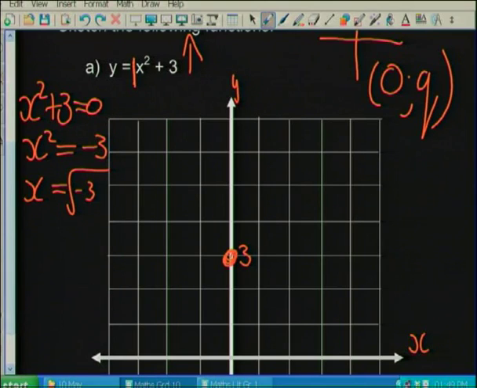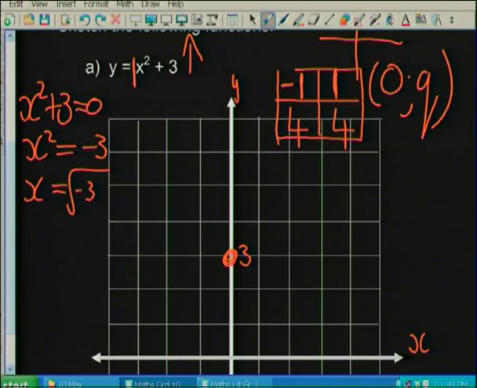Let me substitute in x is minus 1. If I substitute minus 1 into the place of x, I get minus 1 squared, which is 1, plus 3, which is 4. And I'm going to use the symmetrical point on the other side, so I'm going to use x is equal to 1. Again, x is equal to 1 is substituted into the equation. 1 squared plus 3 is again 4. So now I have 2 other points.